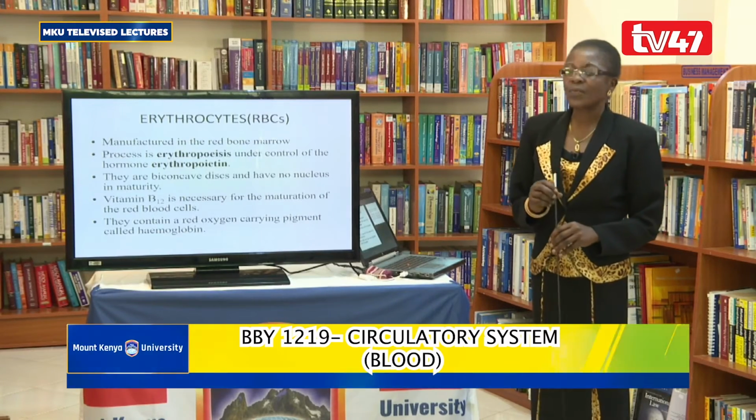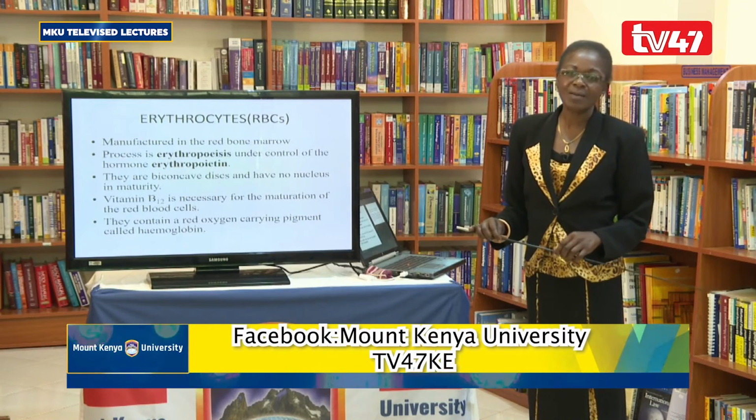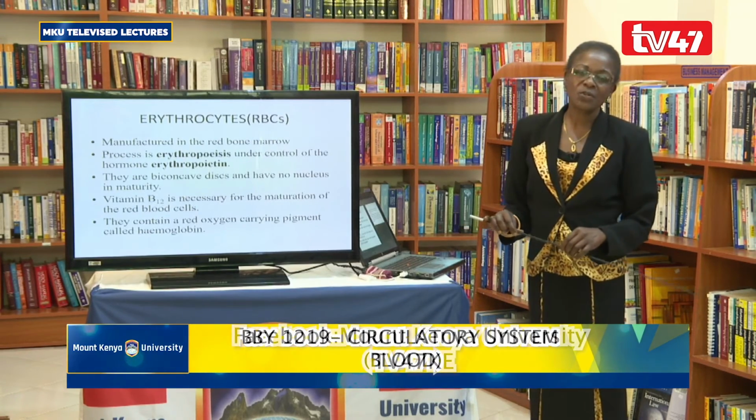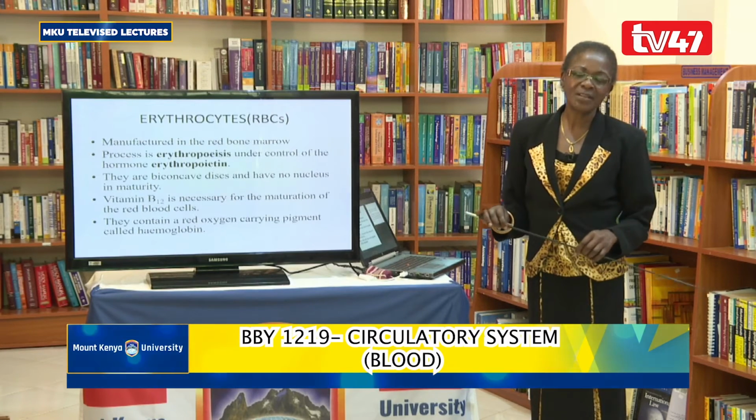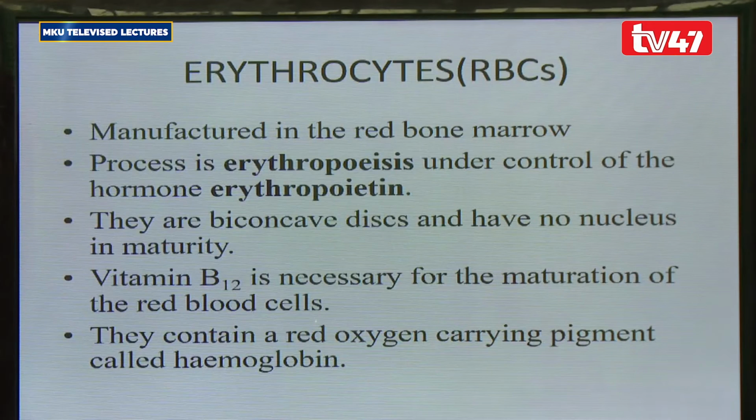Now, to start with the erythrocytes, or the red blood cells, one thing to note is that all the blood cells are generally manufactured or produced in the red bone marrow. So the red blood cells, like every other blood cell, are manufactured in the red bone marrow. The process by which they are manufactured is called erythropoiesis, and this process is controlled by a hormone that we call erythropoietin.